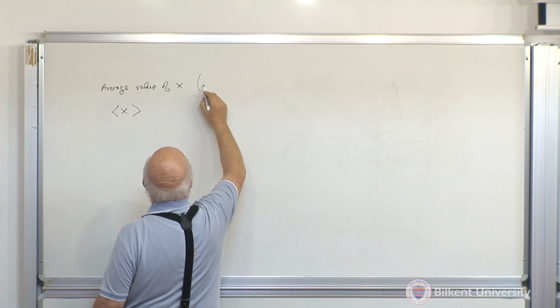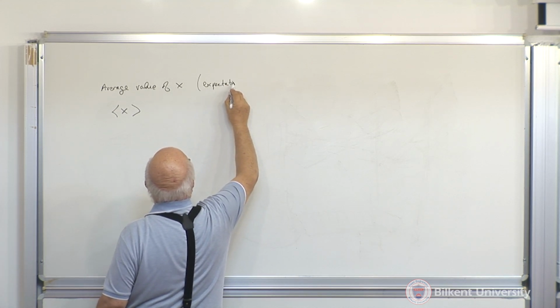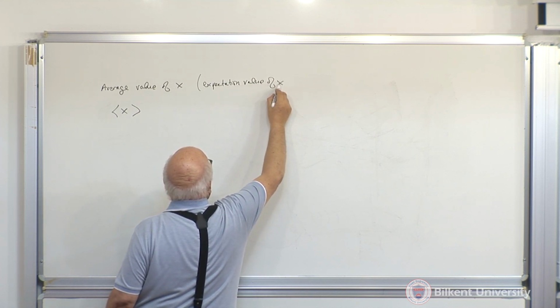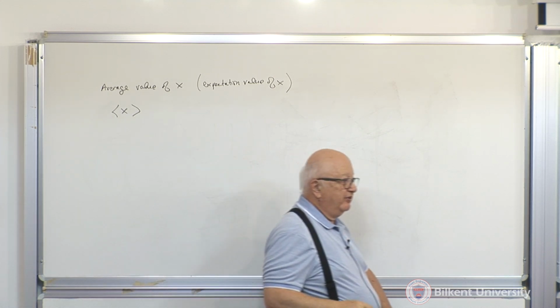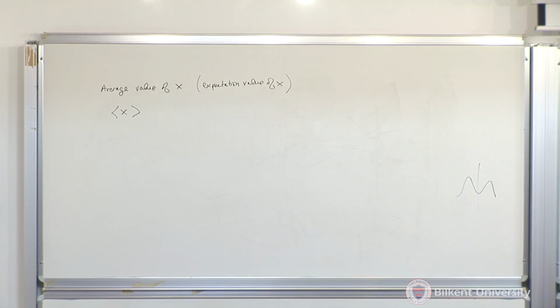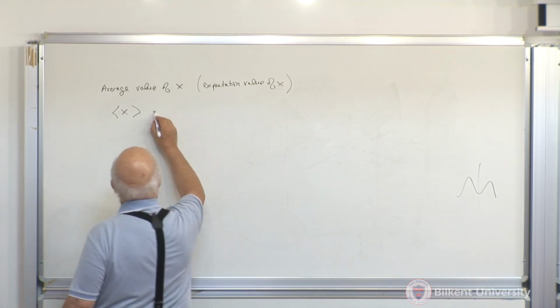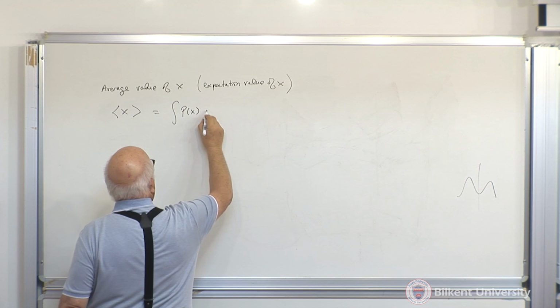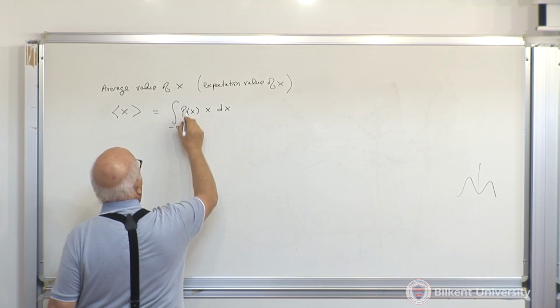The average value of x is also called the expectation value of x. Actually, average value is a better expression. Expectation value sort of implies you expect to get that result, but that's not always the case. If you have a probability density which looks like this, its average is going to be somewhere over here, but you don't expect to get anything with that value because there's a low probability, right? Okay, so the average value of x is just this probability density times x times dx from minus infinity to infinity.